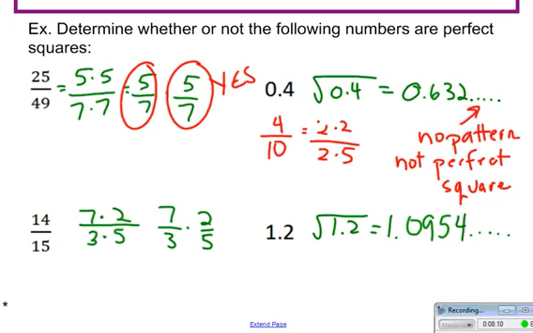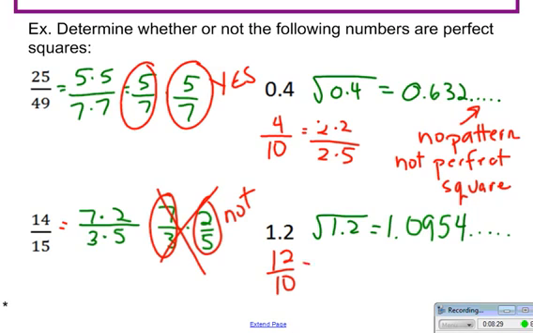Okay, when we look at our third example, 14 over 15, again, I put them into prime factors, so 7 times 2 over 3 times 5. We do not have 2 equal fractions, so this is not a perfect square. And then lastly, 1.2, again, we could have gone 12 over 10 and gotten 2 times 2 times 3 over 2 times 5. And notice that we can't make equal groups. Or just type it in your calculator and you get 1.0954. Again, it does not follow a pattern, so it is not a perfect square. So that's kind of it.